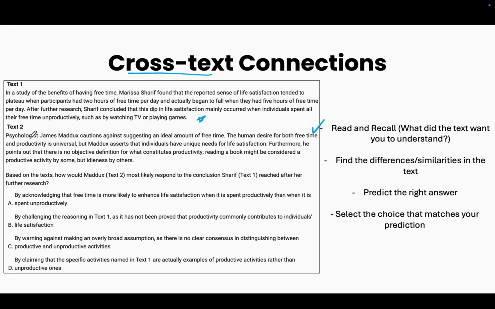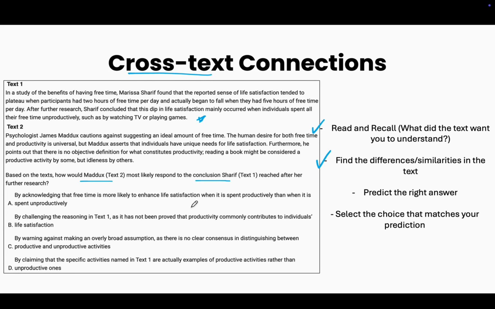Furthermore, he points out that there is no objective definition for what constitutes productivity. Reading a book might be considered a productive activity by some, but idleness by others. So the same activities that can make you feel productive might make another person feel unproductive. Now let's read the question. Based on the text, how would Maddox most likely respond to the conclusion Scher reached after her further research? So let's find differences between the two texts.